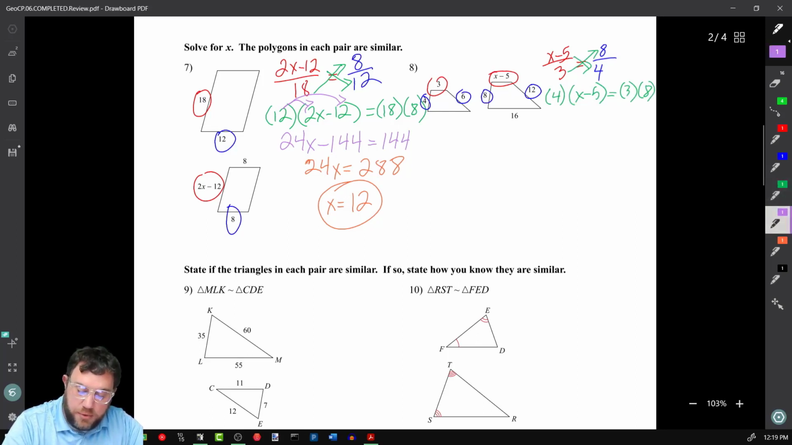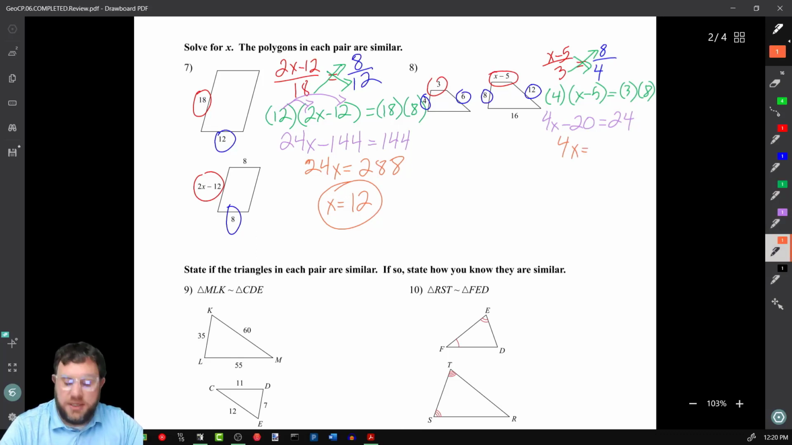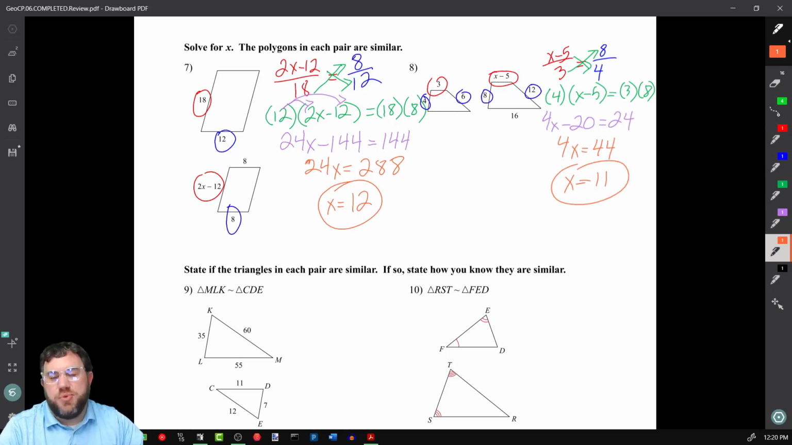Distribute that out. 4 times x is 4x. 4 times negative 5 is negative 20. 3 times 8 is 24. We'll add 24 to both sides. So 4x, we will add 20 to both sides. So 4x equals 44. Divide by 4, so x is 11 on that one. So 5, 6, 7, and 8 all start out the same way. They're the same process. Set up your proportion, cross multiply. 7 and 8 just required a little bit more algebra work.